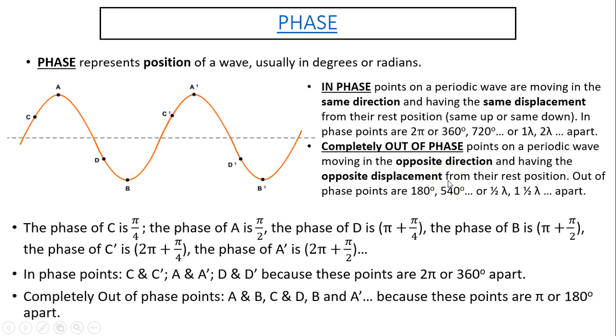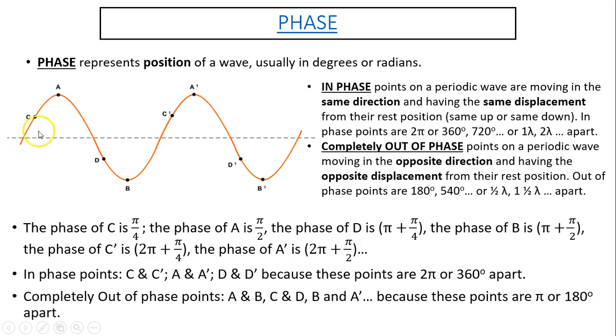The next vocabulary is phase. What is phase? Phase on a wave represents the position of that point, usually in degrees or radians. Let's take a look at this diagram. The phase of C in this case is pi over 4. How did I get pi over 4? Here is one wave. One wave, as you have learned in math, is 360 degrees or 2 pi. So half of the wave has to be pi. A quarter of the wave has to be pi over 2.